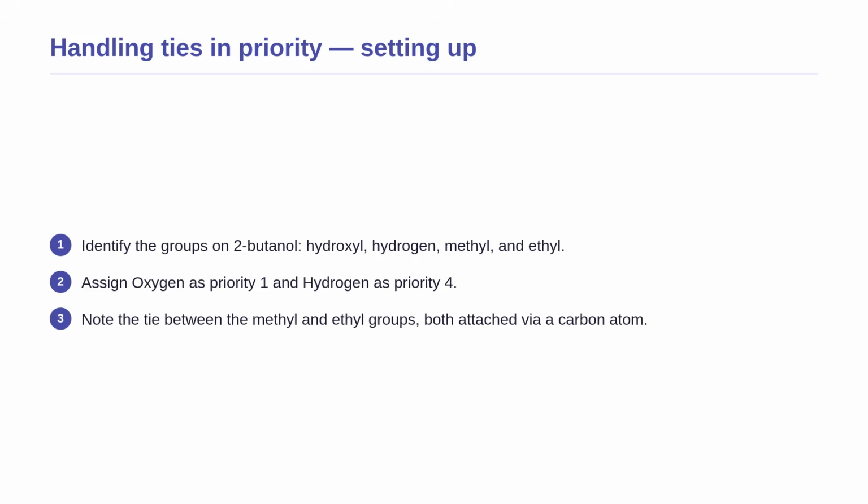Now let us look at a slightly harder molecule where we encounter a tie, 2-butanol. The chiral carbon is attached to a hydroxyl group, a hydrogen atom, a methyl group, and an ethyl group. The hydrogen atom is pointing away from us on a dashed wedge. We start by assigning priorities based on atomic numbers, just like before. Oxygen has the highest atomic number, so it is priority 1, and hydrogen is priority 4. However, we have a tie for priorities 2 and 3 because both the methyl and ethyl groups attach to the chiral center with a carbon atom. We need a systematic way to break this tie.